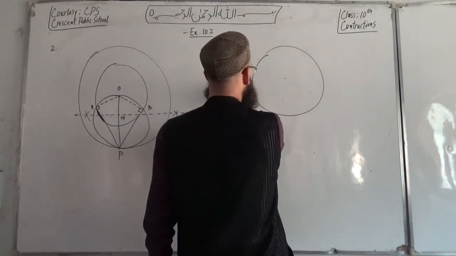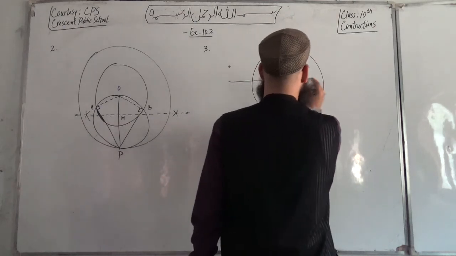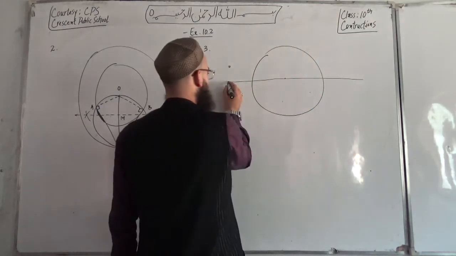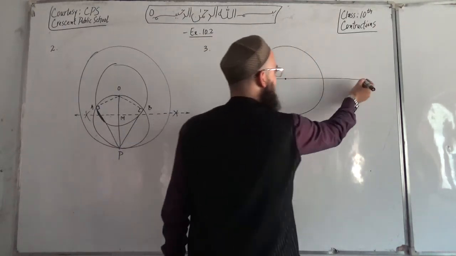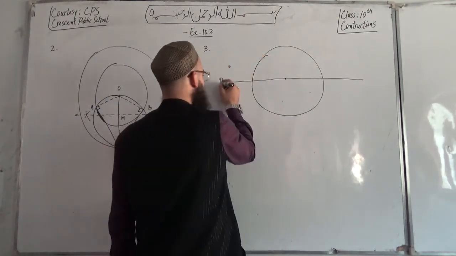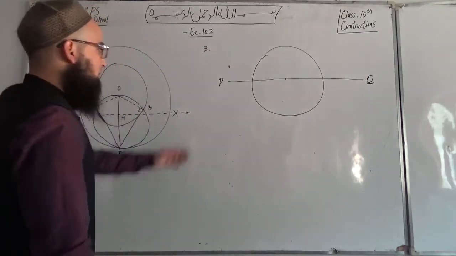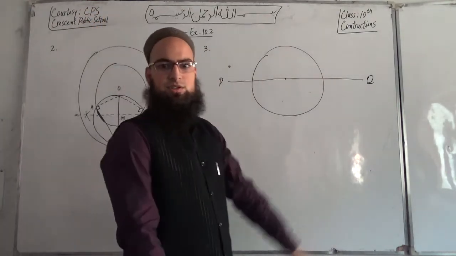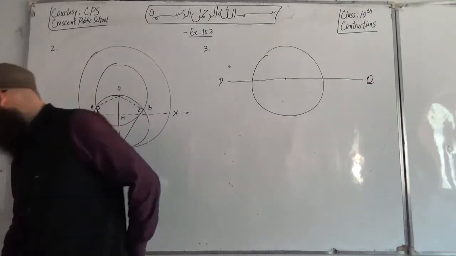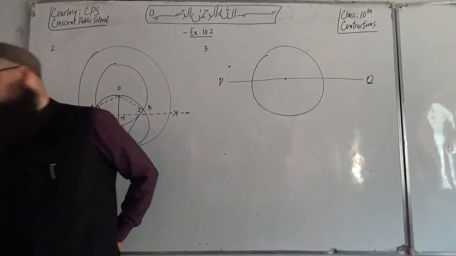So it looks like this. From here to here it's 7 cm, from here to here it's 7 cm. Name this as P and name this as Q. Now from this P and Q, draw a pair of tangents to the circle, tangents to the circle from these 2 points.